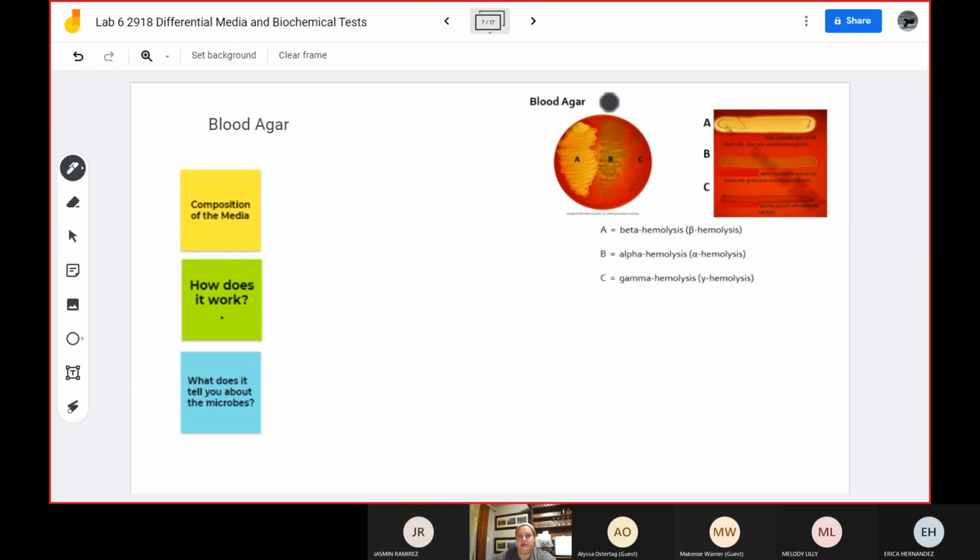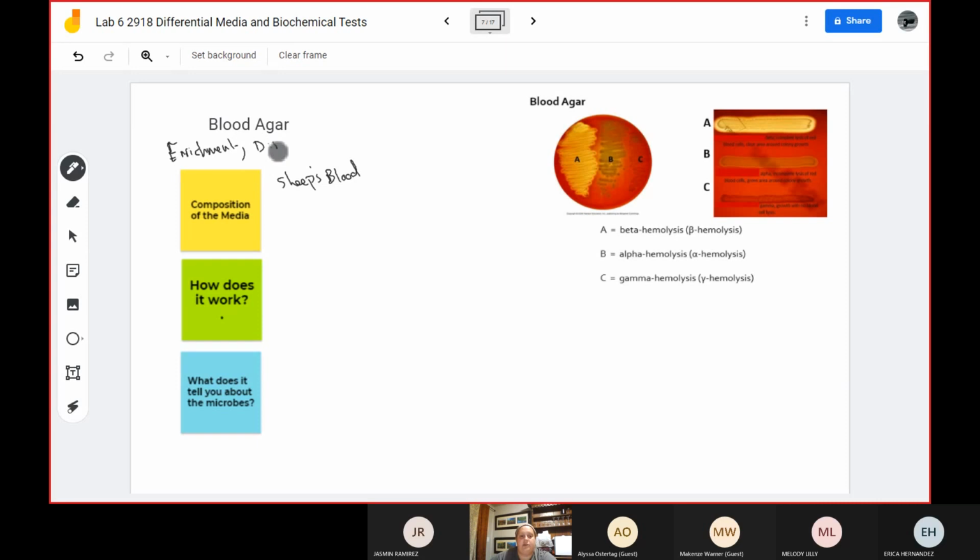So the first one we're going to talk about is the blood agar plate. Composition of the media. The important component of this media is sheep's blood. So there's actually blood cells in this media. That's why it gets that red color. How does this work? So this particular media, because it has the sheep's blood, it's an enrichment media, because you're adding in an ingredient to see if that helps certain types of bacteria grow.